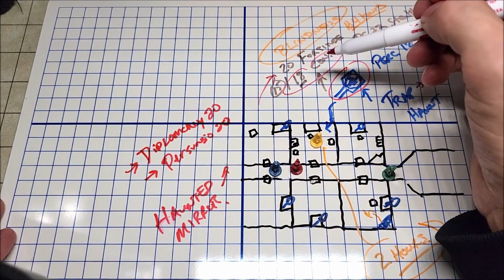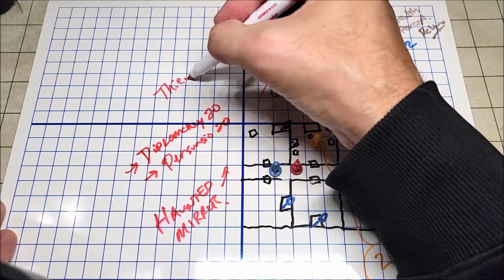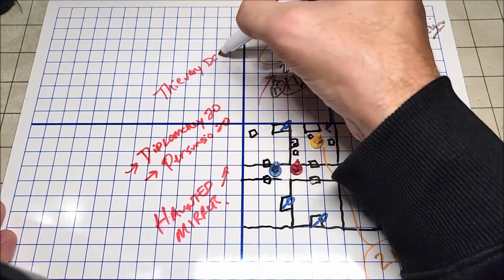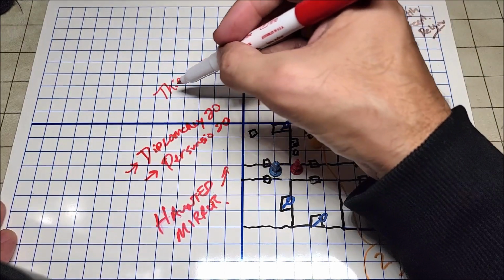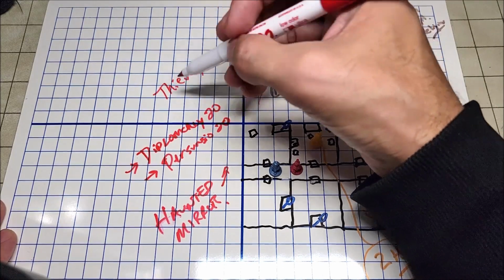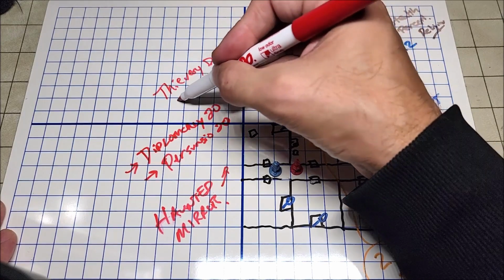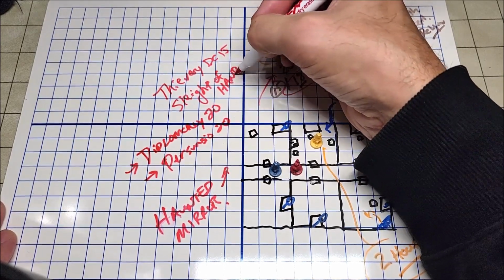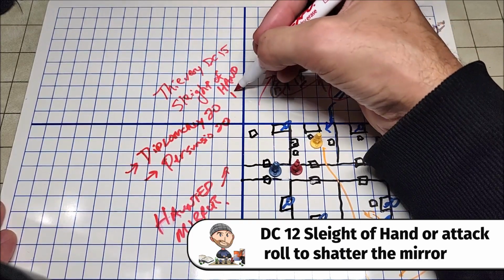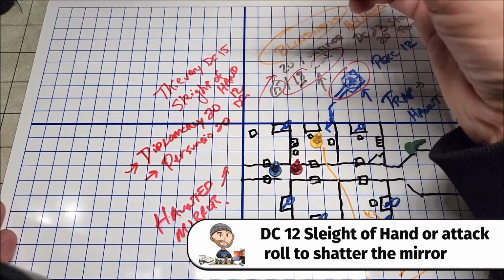Now, another way that we could get the haunt out of the mirror is to throw it and try to smash the mirror. And in the book, it says a thievery, DC 15, and I would probably translate that to either an attack roll for 5th edition, or if we just want to use a skill, perhaps a sleight of hand, and I would probably go maybe a DC 12. We'll make it fairly easy to break.